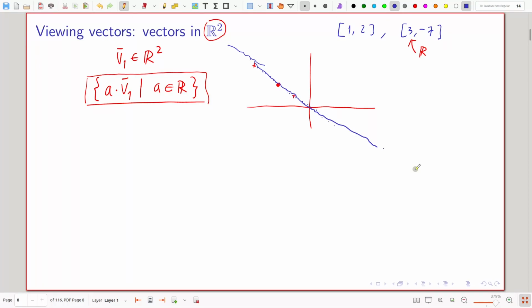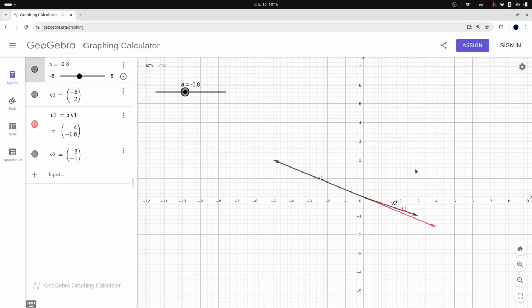So if you have a vector and multiply it with some number, you have another point. But if you multiply with all the real numbers, you get a set of points that form a line. Visually it's like this. I'm taking A and then I just move around, taking all the A's, right? You can see that it's a line.